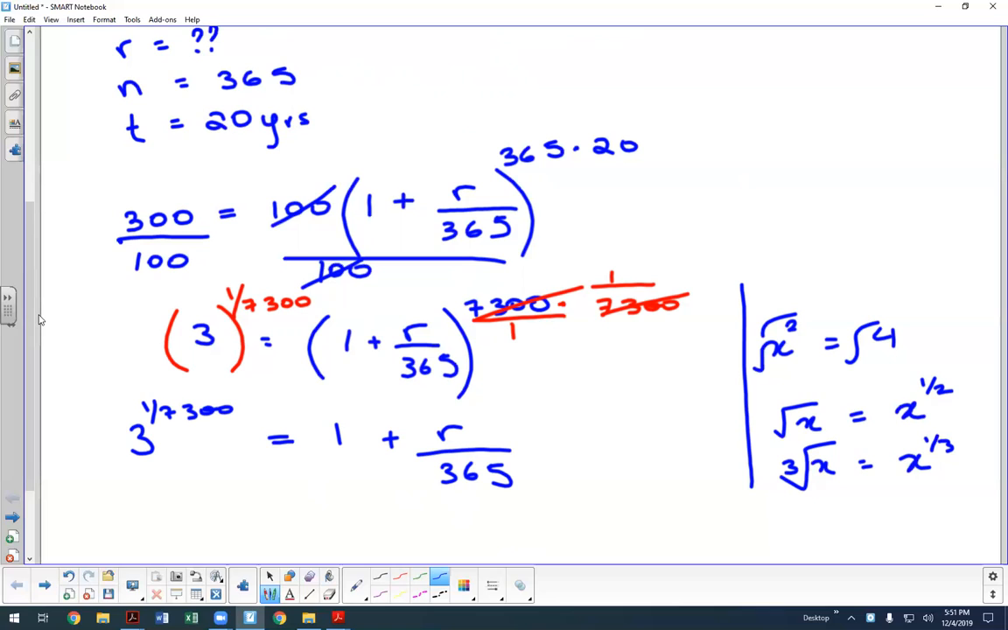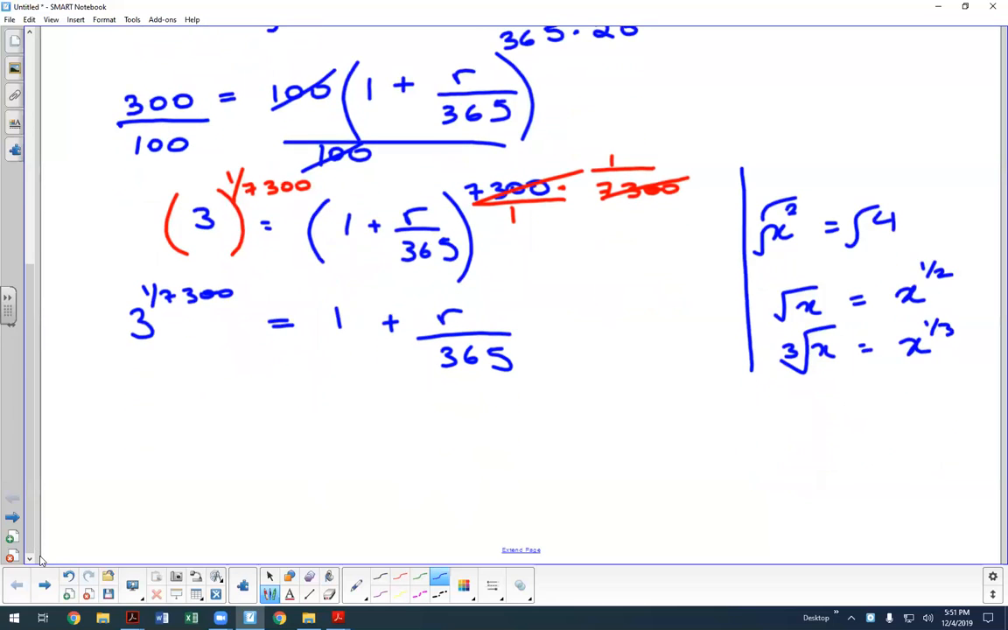We're just going to go ahead and get our r by itself and then try and put everything in the calculator at one time. So what's the first thing we want to do to get that r by itself? Subtract the 1. So these guys will cancel out, leaving us behind with r over 365, and then of course 3 to the power of 1 over 7,300 minus 1. Now be careful, the 3 is not by itself anymore, right? It has this exponent on it, so we cannot just subtract 3 minus 1 and get a 2 because that 3 comes with the exponent. So don't do that 3 minus 1. We will need to do the exponent part first and then bring in the subtraction.